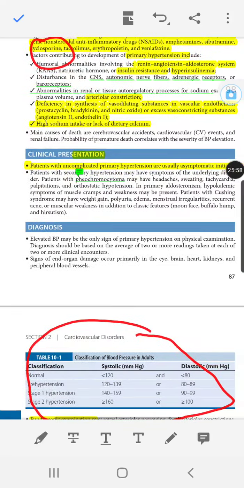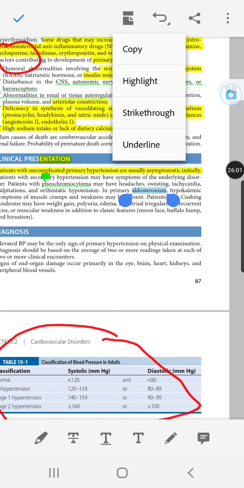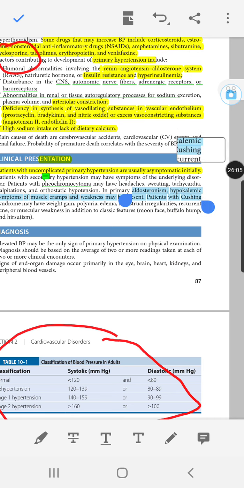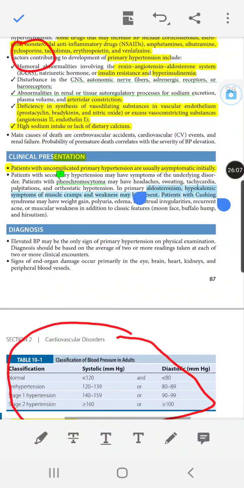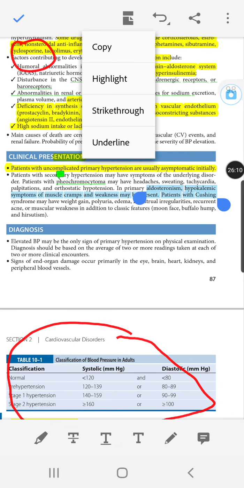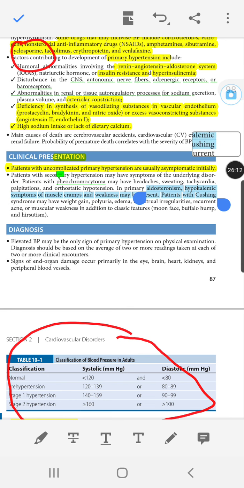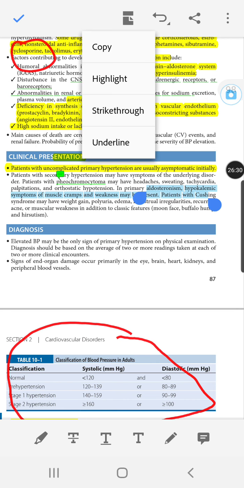In primary aldosteronism, hypokalemic symptoms of muscle cramps and weakness may be present. If there is aldosteronism, then hypokalemia occurs. If you are suffering with hypokalemia, meaning low potassium ions in your blood, you may suffer with muscle cramps and weakness.